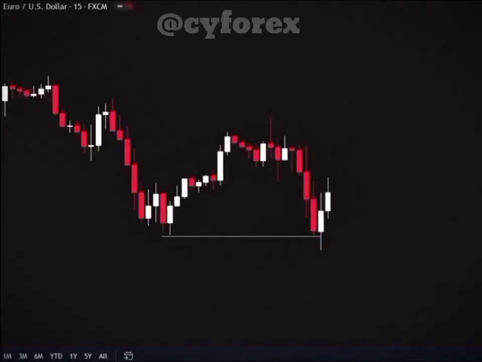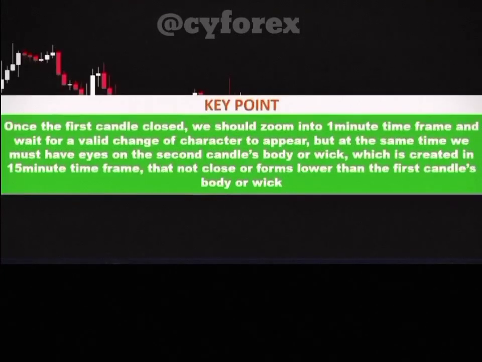And also the second bullish candle is formed upper than the first candle and closed above the line. So we can say that our ABC pattern is valid. There is a very important point that we need to keep in mind.